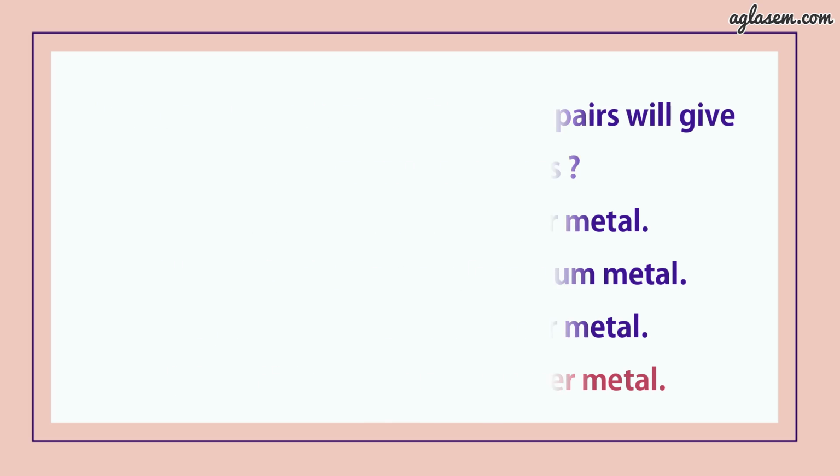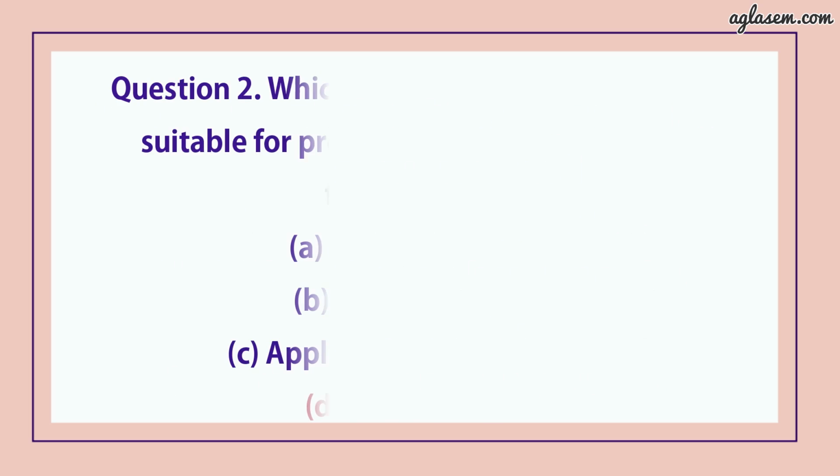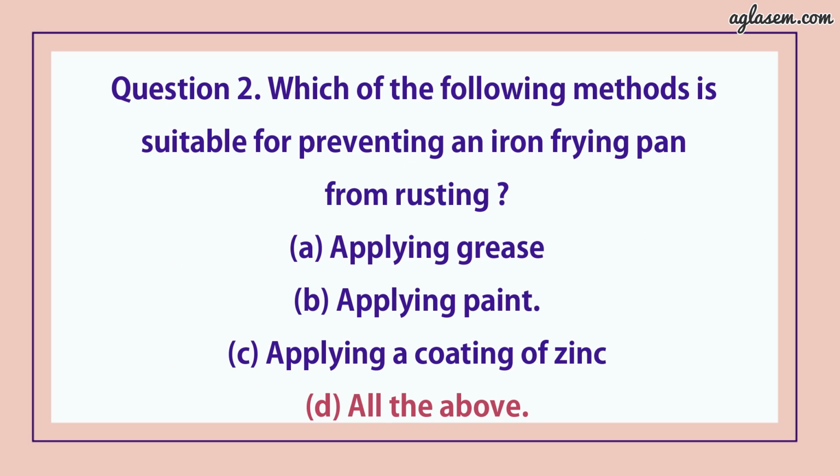Further, question number 2 says, which of the following methods is suitable for preventing an iron frying pan from rusting? First, applying grease. Second, applying paint. Third, applying a coating of zinc. And D is all of the above. The answer is C, that is applying a coating of zinc.